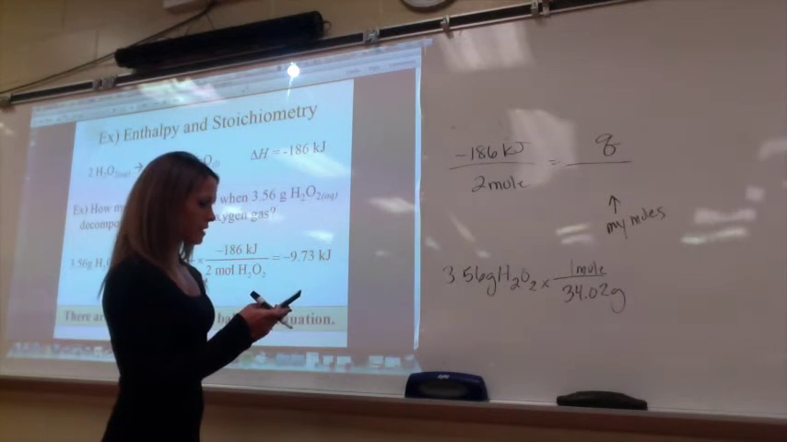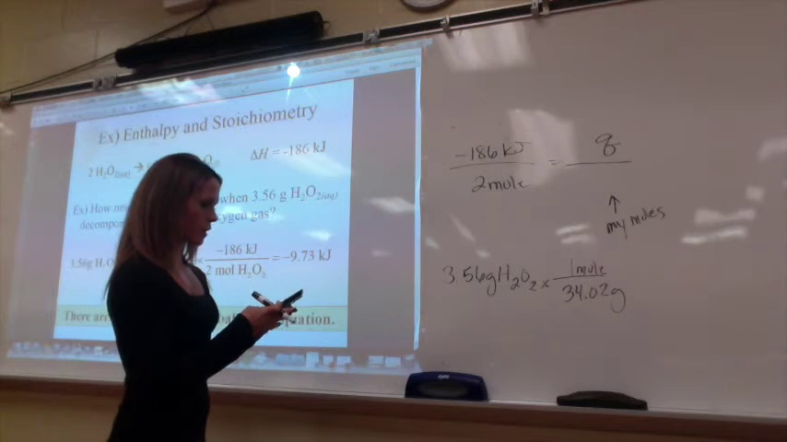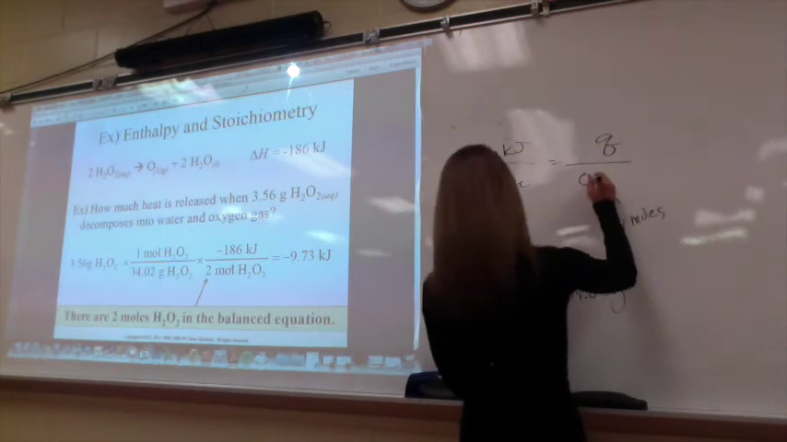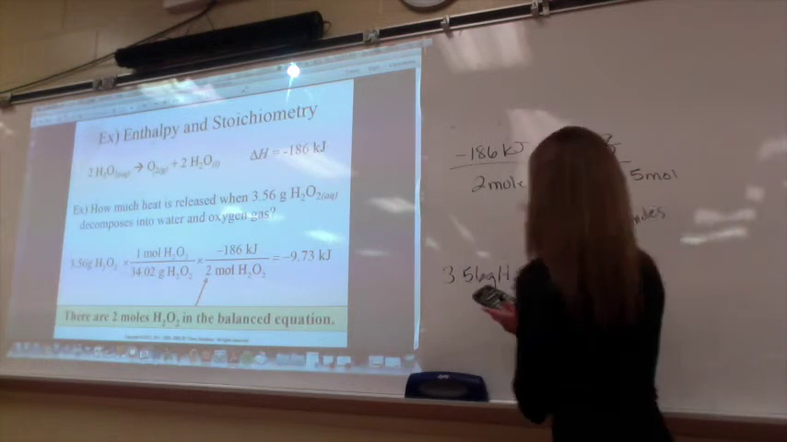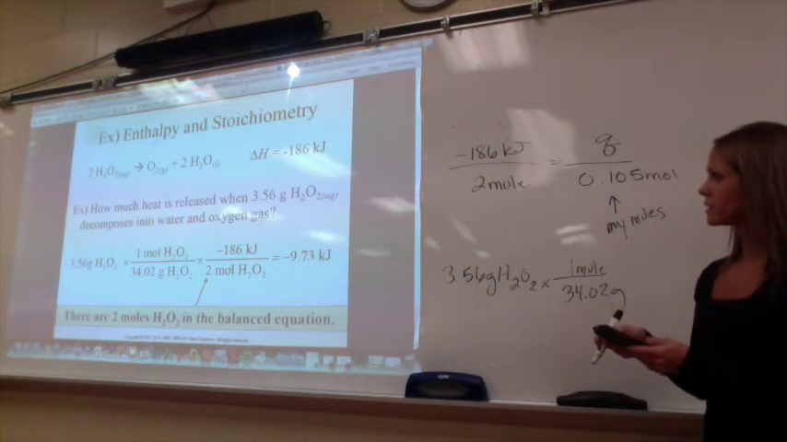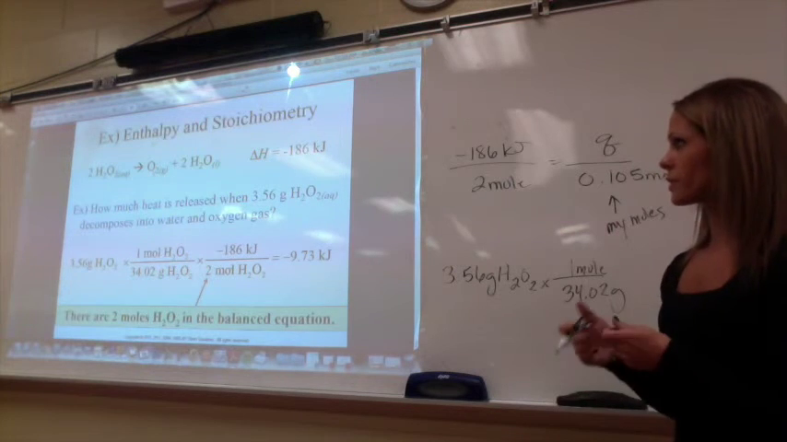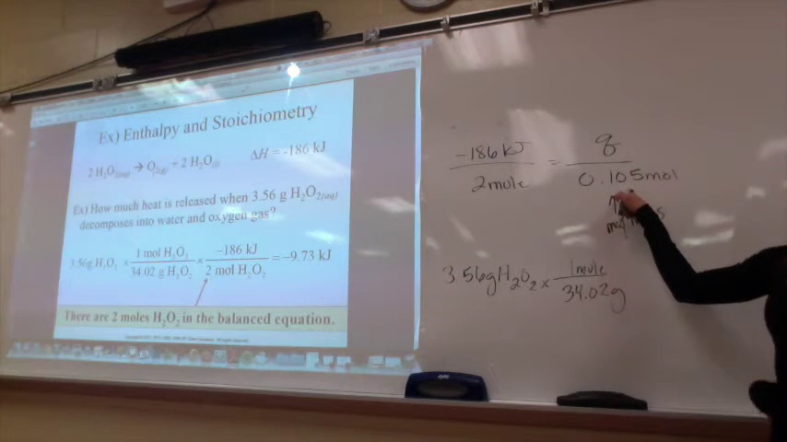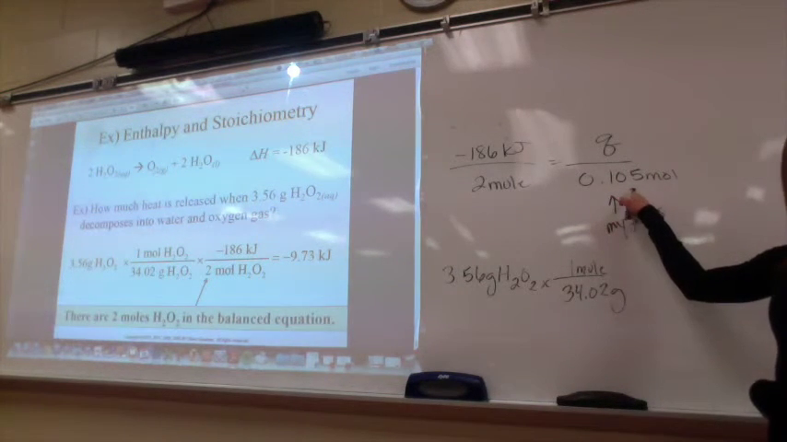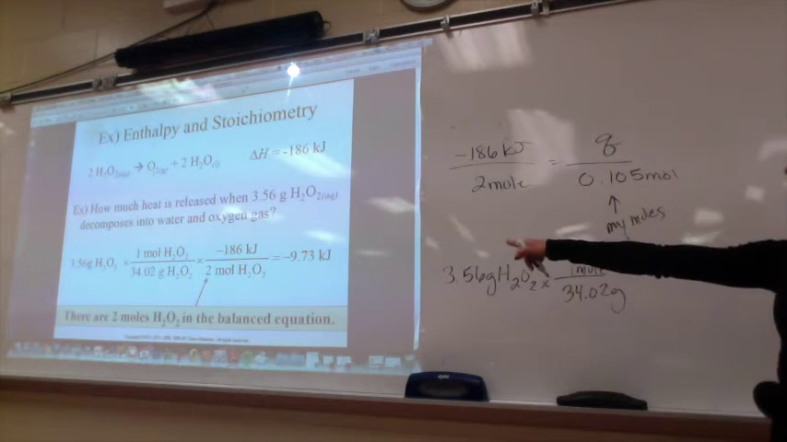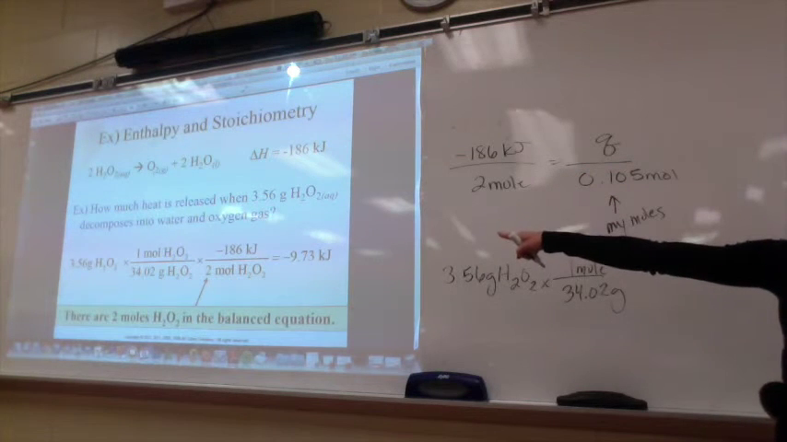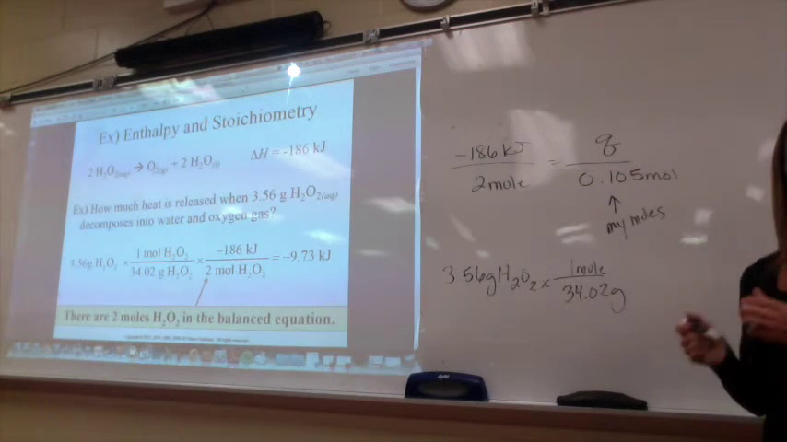So 3.56 divided by 34.02 is 0.105 moles, and you'll get the exact same answer as you do there, negative 9.73 kilojoules. Because this is 1/10 the number of moles of a mole, isn't it? So look at that value, 186, and then I get 9. Is that not 1/10 of it?